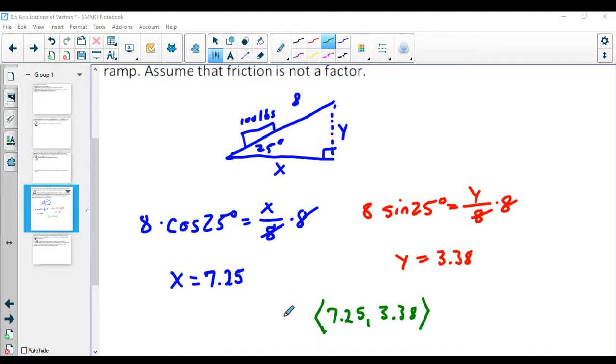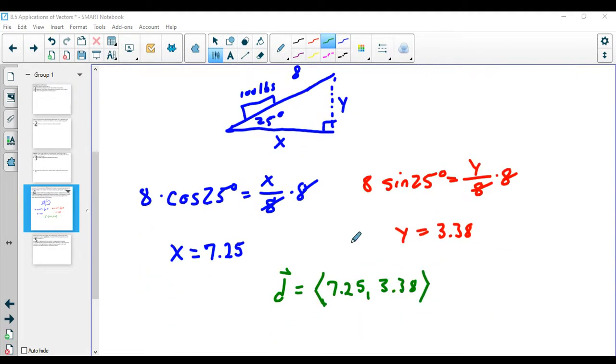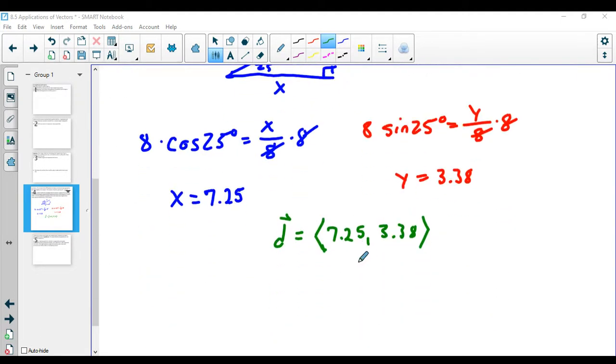Ab's got it. That's displacement. Right. And that's because this triangle is where it's moved, right? It's pushed 8 feet up this ramp. Yeah, it's moved 8 feet up this ramp. And so that's the displacement. The distance it's covered was this x component and this y component. So that would be the displacement.